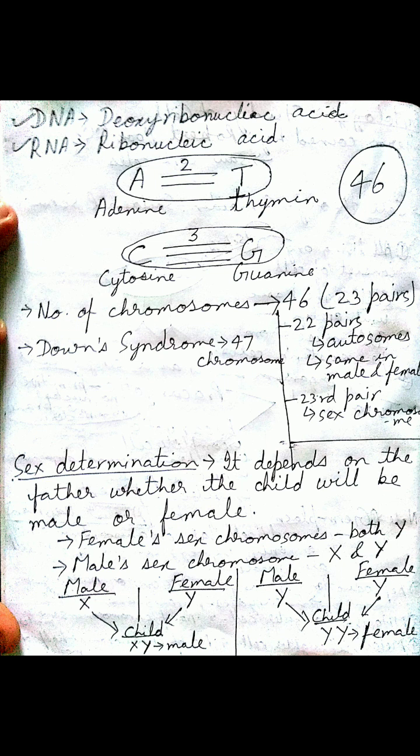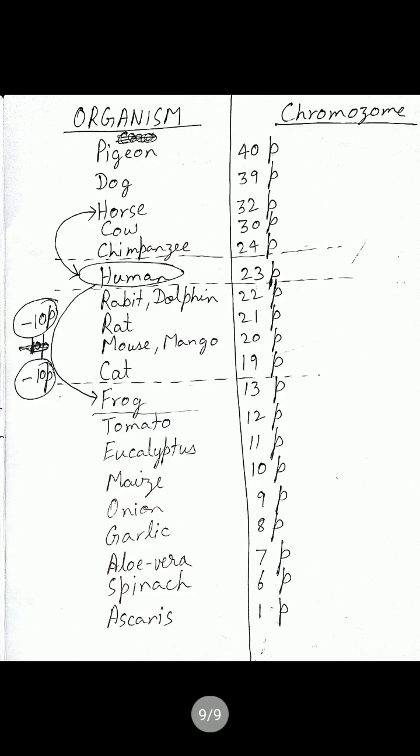Now, moving downward from 19 pair of chromosomes for cats, we will come to number 12, tomato. Sorry, number 13, frogs. Humans have 23 pair of chromosomes. Just subtract 10 from 23, we have 13. And 13 is the number for frogs.